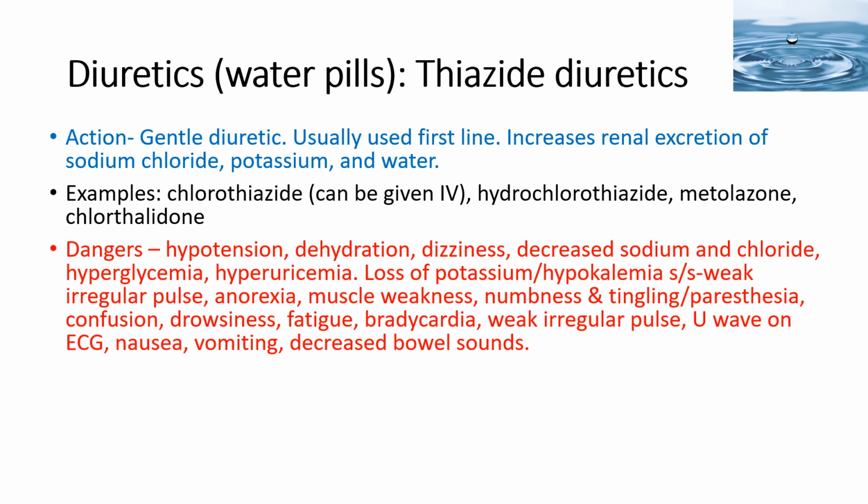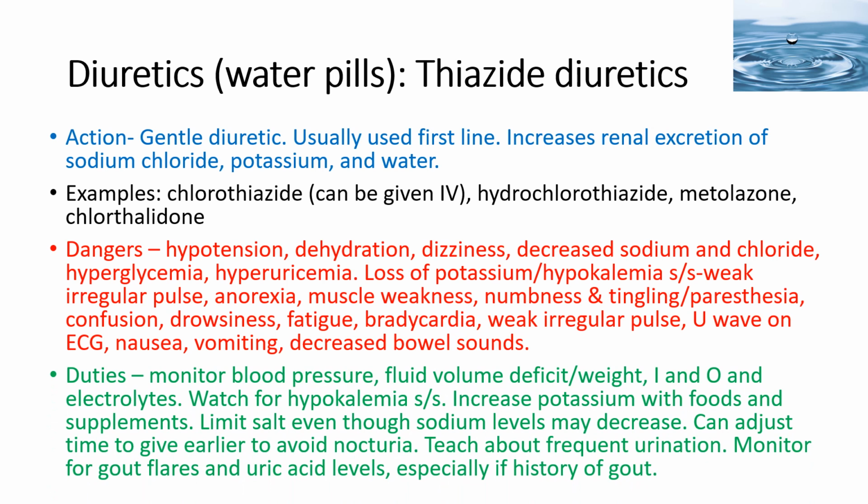That loss of potassium, this is a potassium wasting diuretic. You have to be very careful. Make sure that you remember your signs and symptoms of hypokalemia, because your patient is not going to come in and say, I feel hypokalemic. They're going to start describing the symptoms, and you have to remember from your fluid and electrolyte lecture what those symptoms may relate to. So they are weakness, irregular pulse, anorexia, muscle weakness, numbness and tingling, which is paresthesias, confusion, drowsiness, fatigue, bradycardia, weak irregular pulse, U-wave on EKG if you happen to do that with your patient, nausea, vomiting, and decreased bowel sounds. So what are my duties as a nurse?